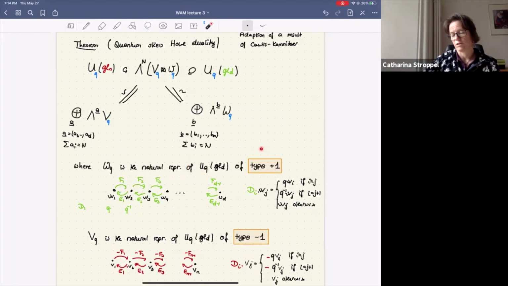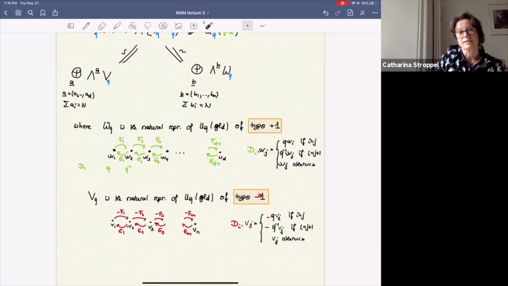So here I chose a so-called type +1 version, where all these eigenvalues of the D_i's, of the diagonal matrices, are just powers of Q. So it's here Q or Q inverse, or it's just Q to the 0. I could choose another one with a minus sign. So I get minus signs here, and the representation looks like such a thing.